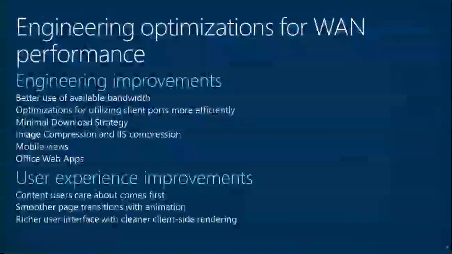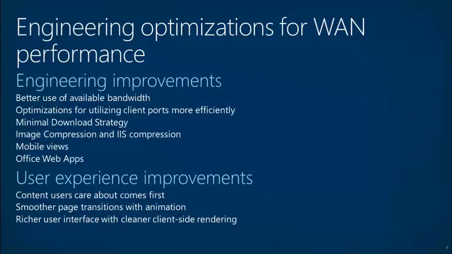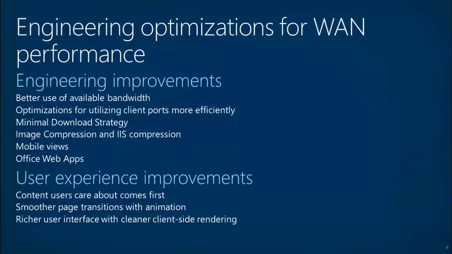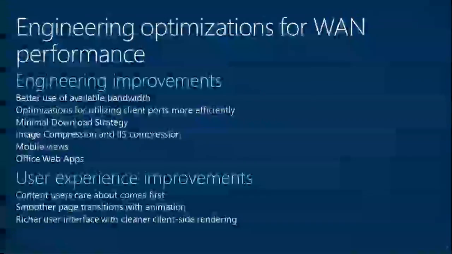In addition to the engineering improvements for WAN performance, there's a number of user experience improvements. Like the content that the user cares about comes first to the user. So even though there's a lot of page loading in the background, what the user sees and what they care about comes first, so there's that impression that the page is loading much faster. There's smoother page transitions with animations and a richer user interface.